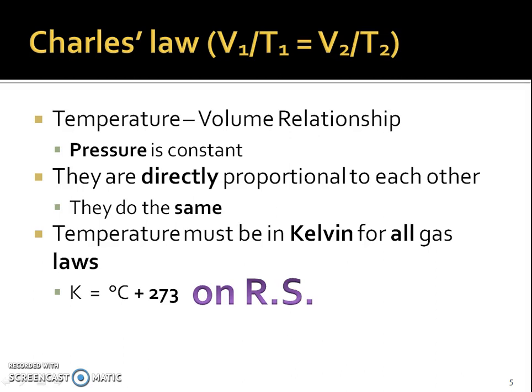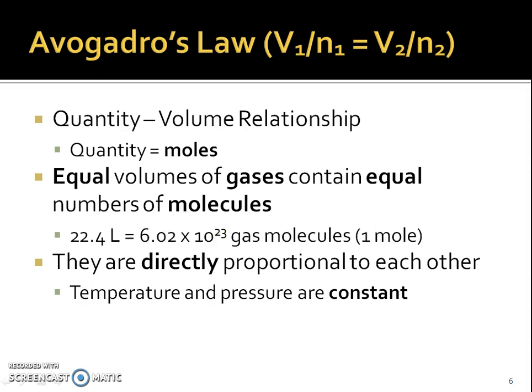adding 273. Avogadro's law, which you might or might not have heard of in Chem 1, deals with volume and n represents the number of moles. And again, notice that it's volume divided by n, so that should give you the direct proportion. Ding, ding, ding. That means they do the same again. So as volume increases, the number of moles is going to increase. So we want to remember that equal volumes of gases contain equal numbers of molecules.